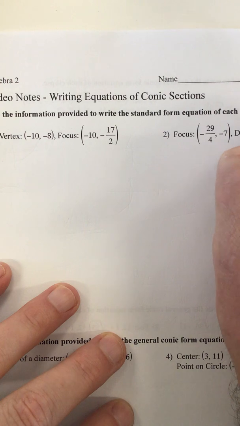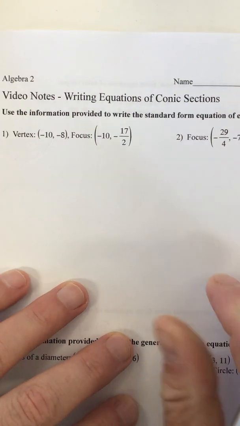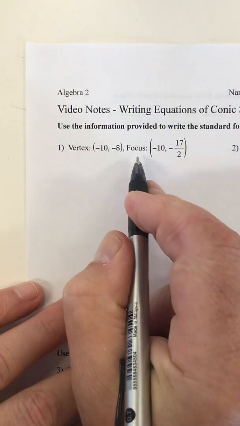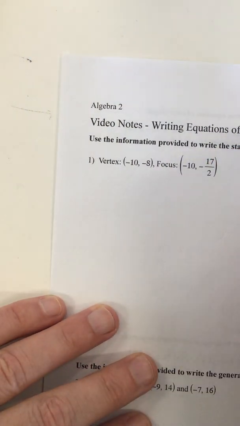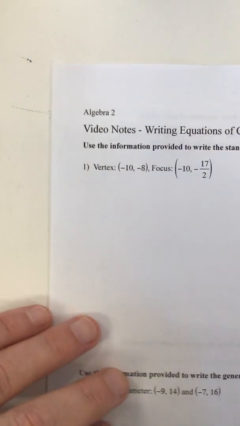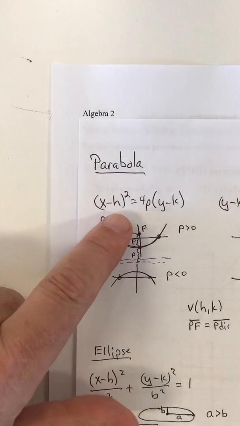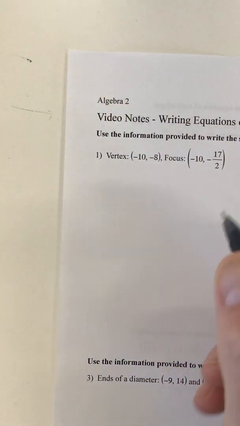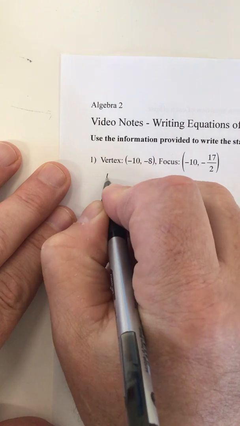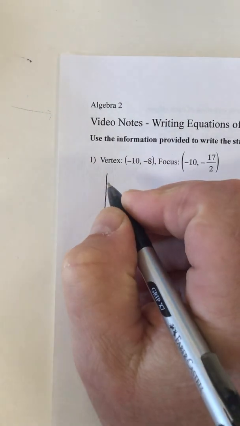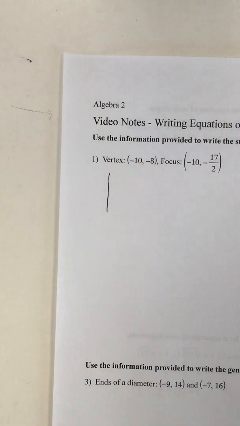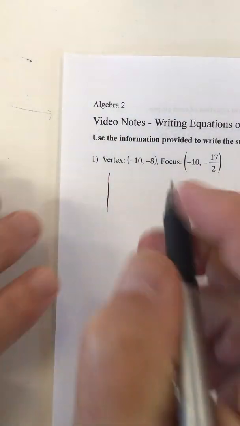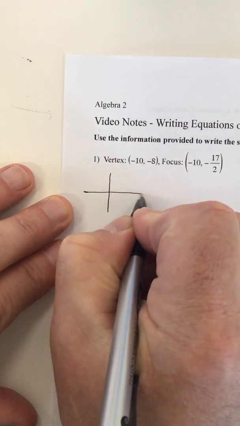They're telling us that this is a parabola. Okay, they're giving me a vertex and a focus, and that's all. And they want us to write the equation for that. So I know from my sheet over here that this is the formula for a parabola. So I am going to get a visual of this first. So let's see if we can draw a quick little sketch of what's happening.